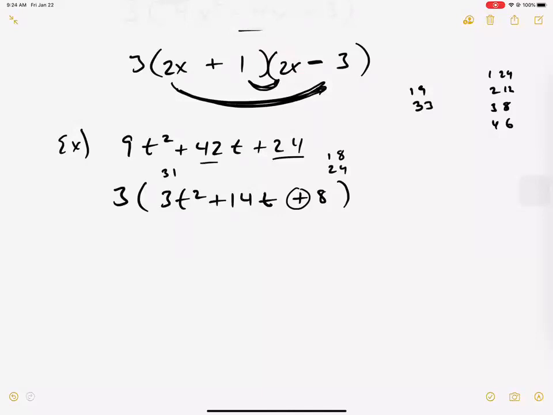If I go through my numbers, speed dating, 3 times 1 is 3, 1 times 8 is 8, 3 plus 8 is 11. Nope, flip. 3 times 8 is 24, that's too big. 3 times 2 is 6, 1 times 4 is 4, 6 plus 4 is 10, nope. But some of you guys might have seen already that 3 times 4 is 12, 1 times 2 is 2, and that's the number we needed, 12 and 2, since we're adding.